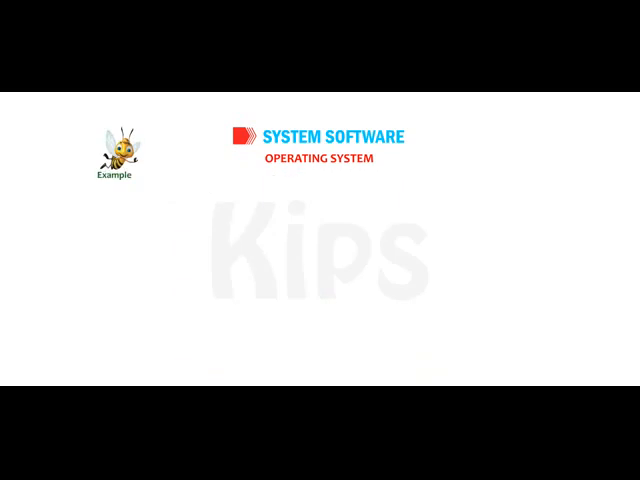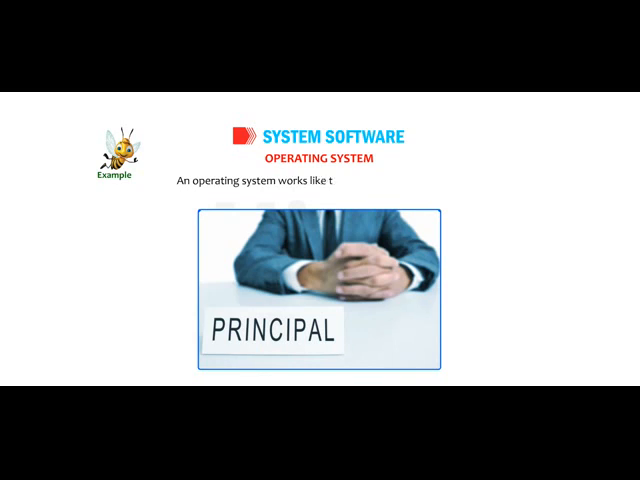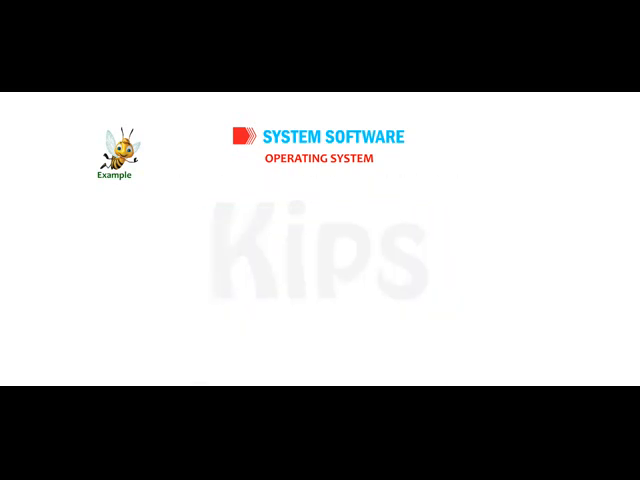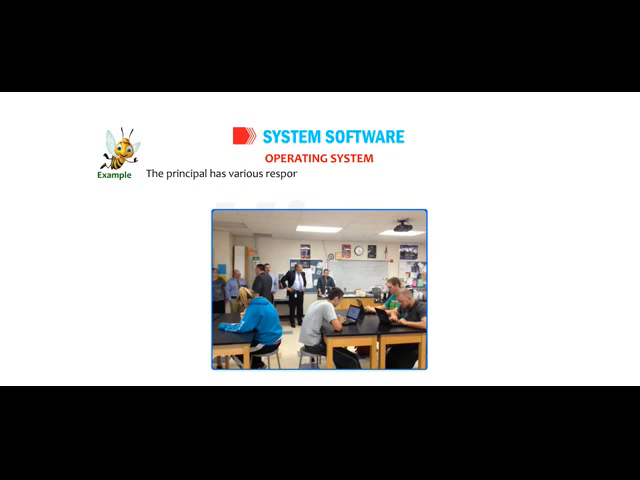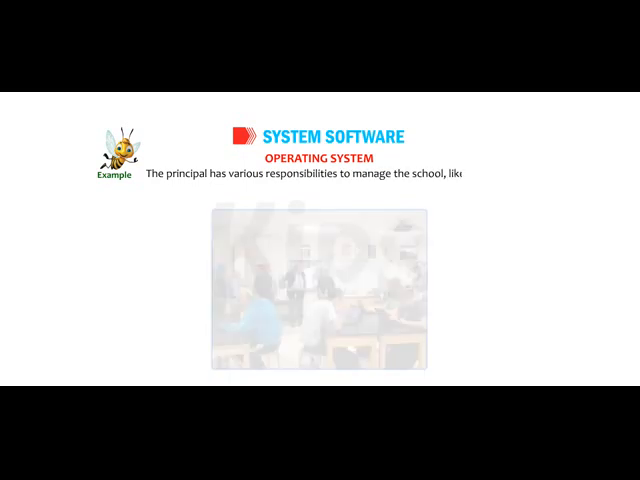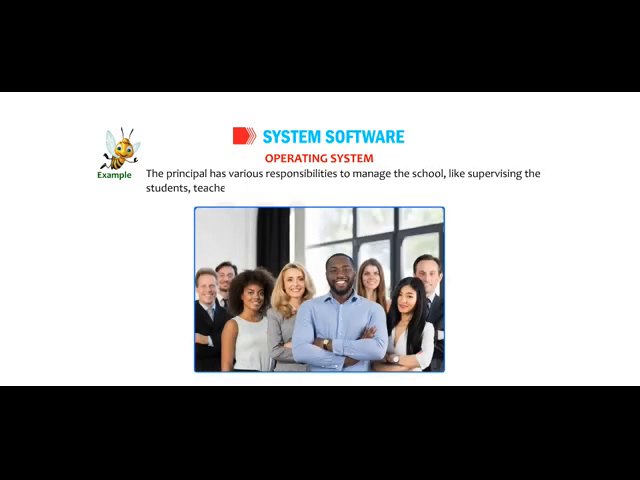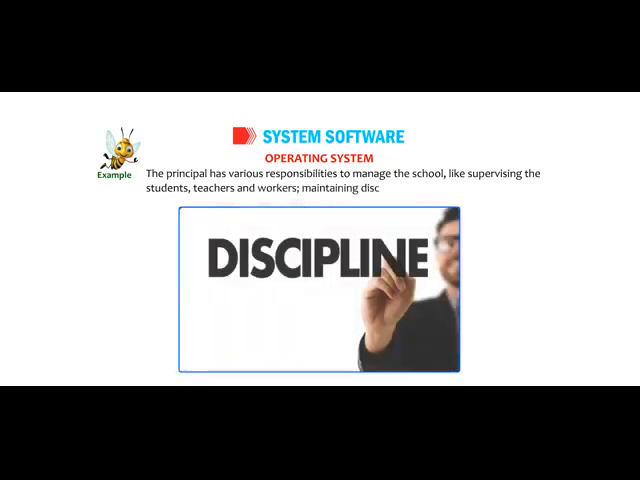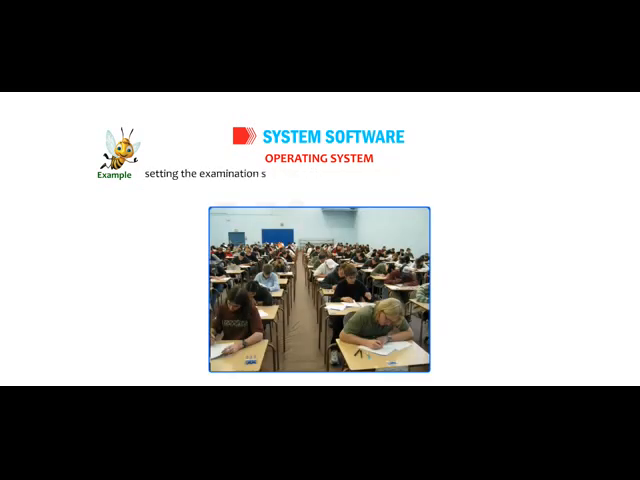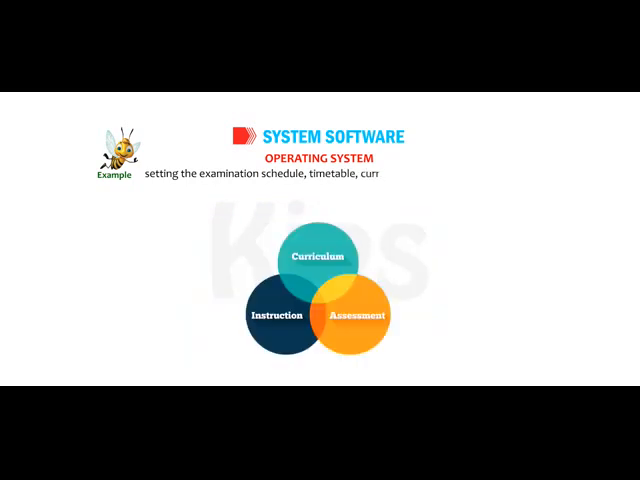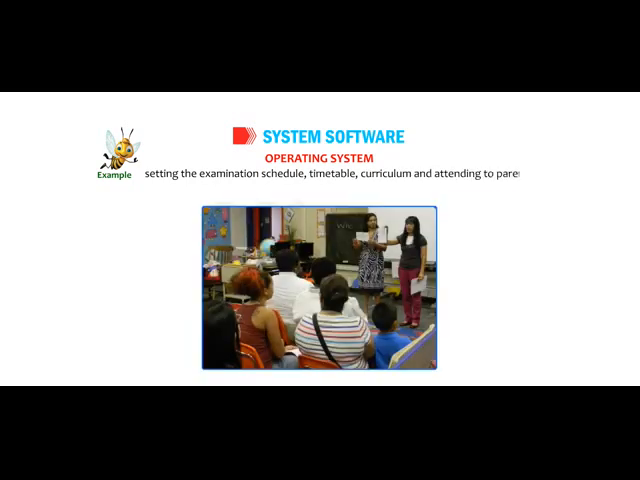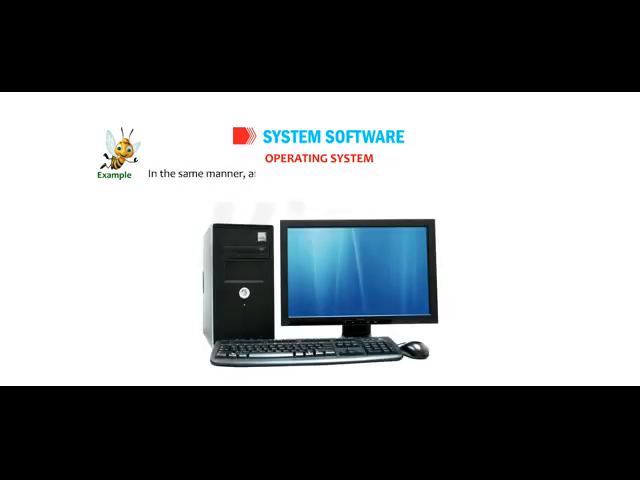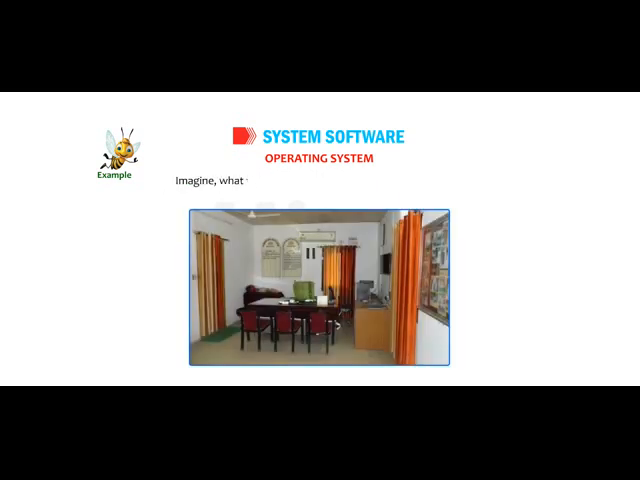Now let us look at an example for clear understanding. An operating system works like the principal of your school. The principal has various responsibilities to manage the school, like supervising the students, teachers and workers, maintaining discipline, setting the examination schedule, timetable, curriculum, and attending to parents and visitors, etc. In the same manner, an operating system performs various functions to manage the working of a computer.